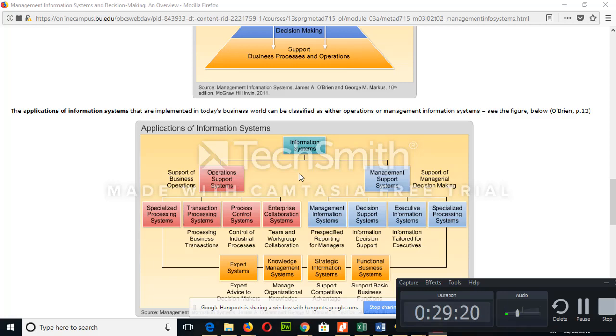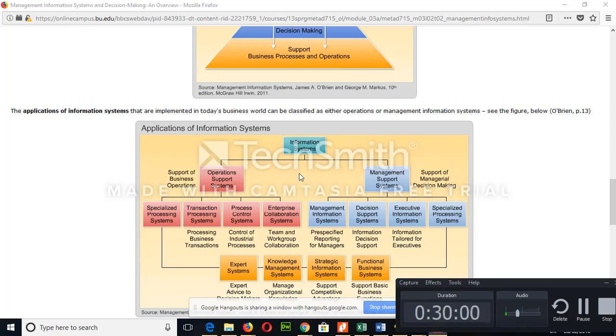You may have one information system that you are able to implement, which we call enterprise resource planners, or an enterprise operational business suite. It is one software system, but so many issues came about it. The OBS, for example, has specialized processing as part of it, transactional processing as part of it, process control as part of it, and even enterprise collaboration systems. Enterprise collaboration enhances communication and teamwork in an organization.